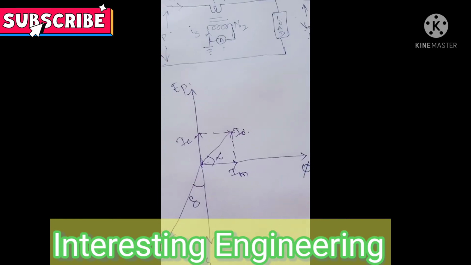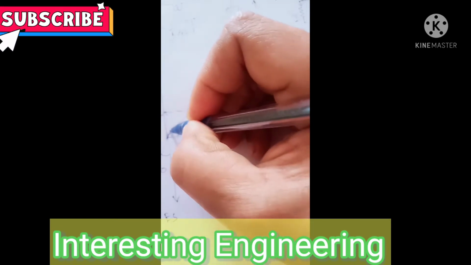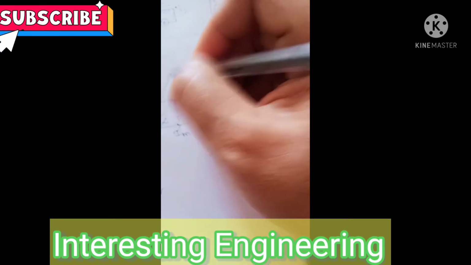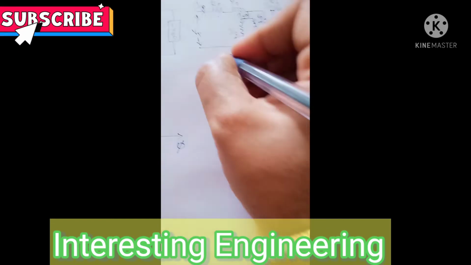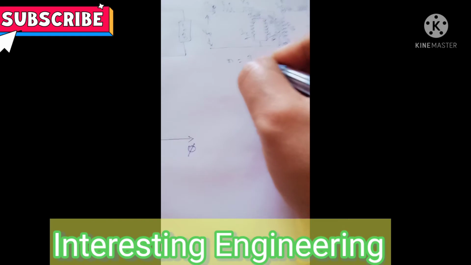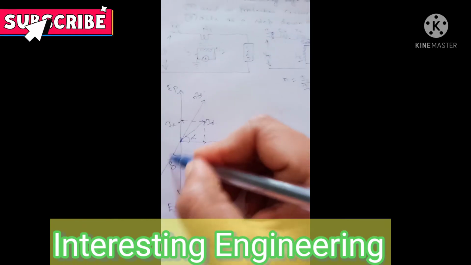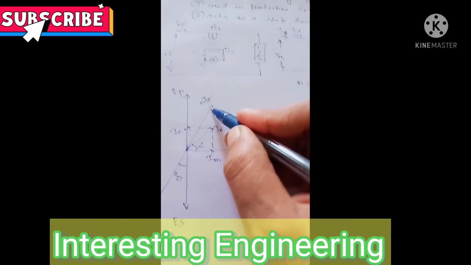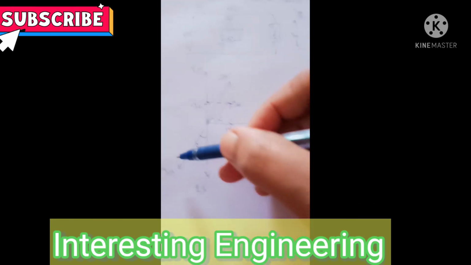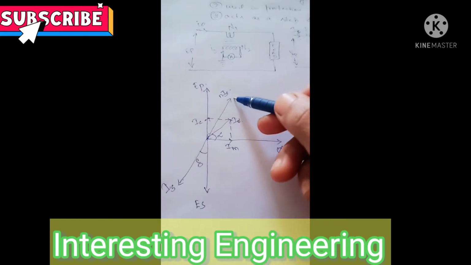When this IS extends through the primary side, we can represent it by NIS, because in a current transformer, the turns ratio is equal to I1 by I2, that is IP by IS. So IP can be written as IP is equal to N into IS. So I am drawing this IP as N into IS over here. This is the IS line, and when we extend it through the primary side, we have NIS.